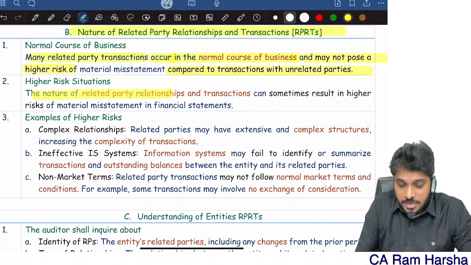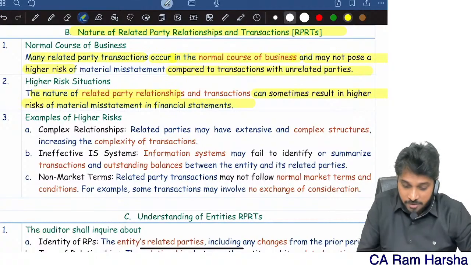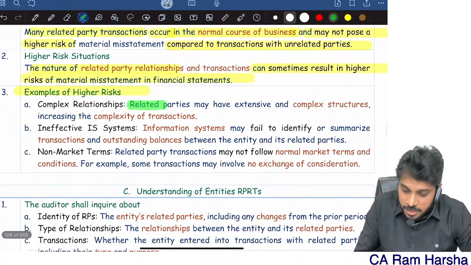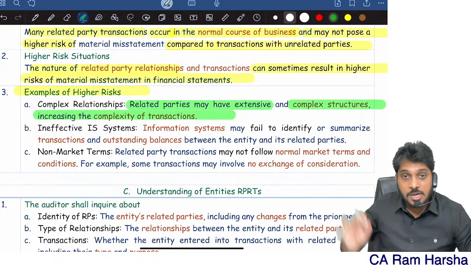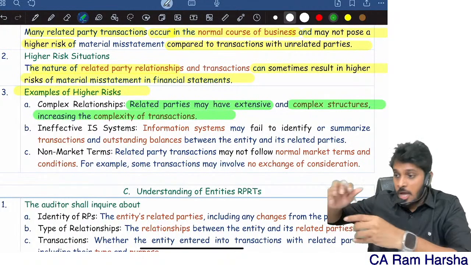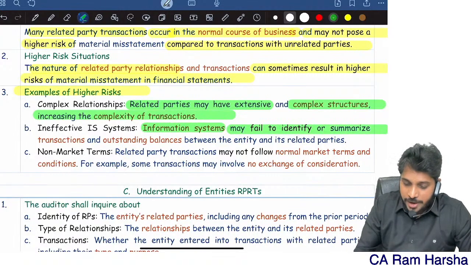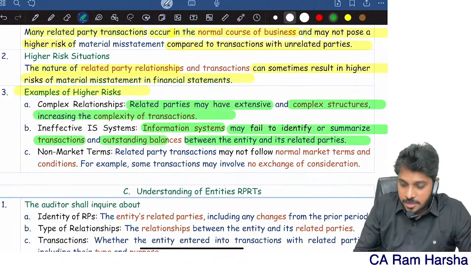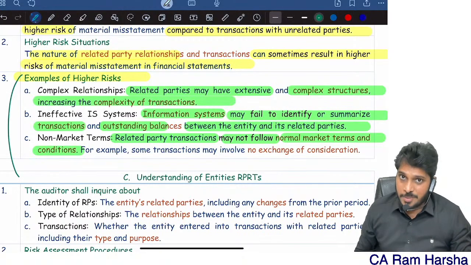The nature of related party relationships can sometimes result in a higher risk of material misstatement. Some related party transactions may give higher risk. For example, related parties may have extensive complex structures. Some related parties are not direct related parties, and a complex structure is there. Information systems may fail to identify or summarize transactions and outstanding balances. Some related party transactions may not follow market terms and conditions. In all these cases, high risk will be there.